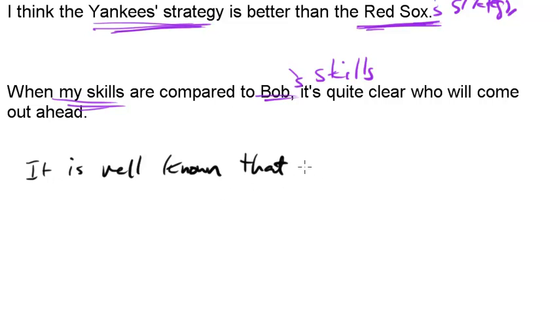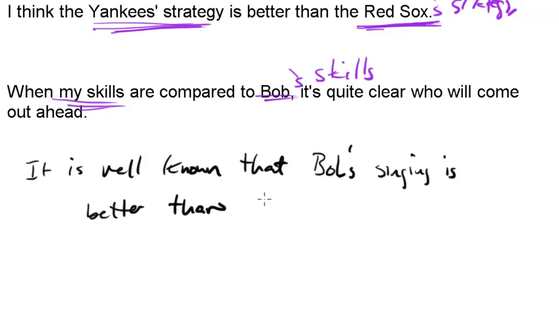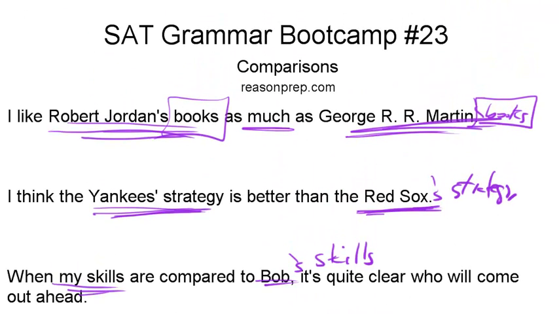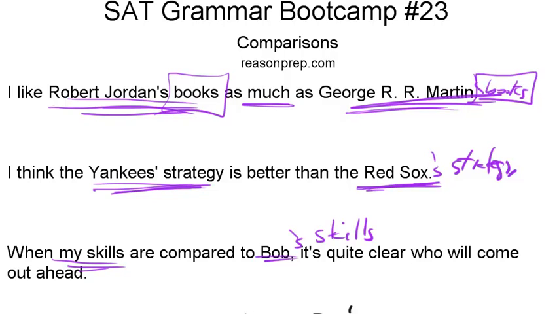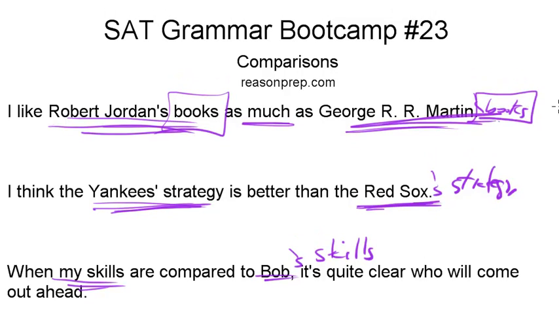So, it is well known that Bob's singing is better than Joe. Again, we have than, we're comparing Bob's singing to Joe, so we need something like Joe's singing or Joe's, or whatever. The point is, in these examples, you want to make sure that you're comparing apples to apples, either people to people or things to things, and they're of the same form. So again, it's like a form of parallelism.